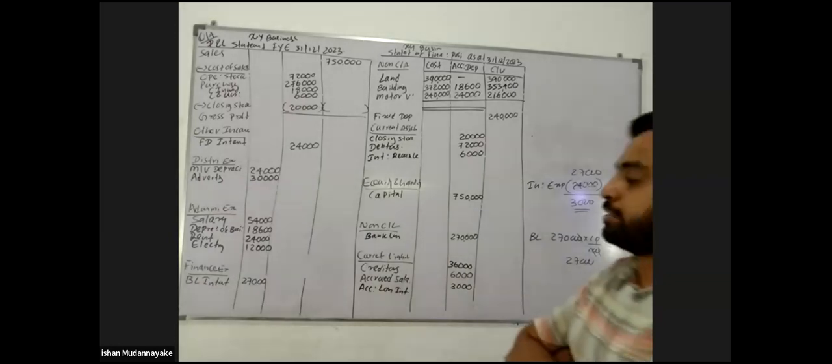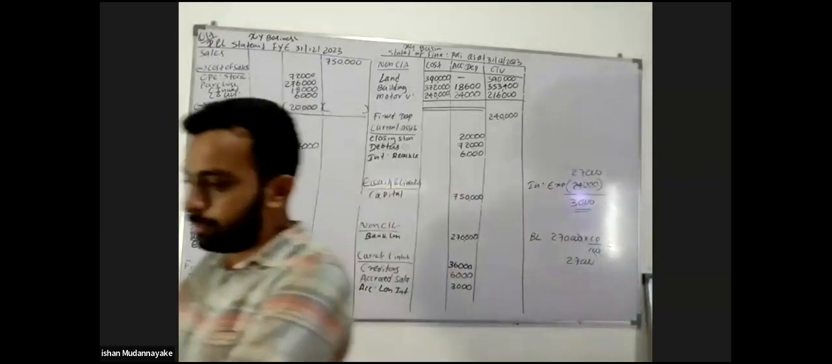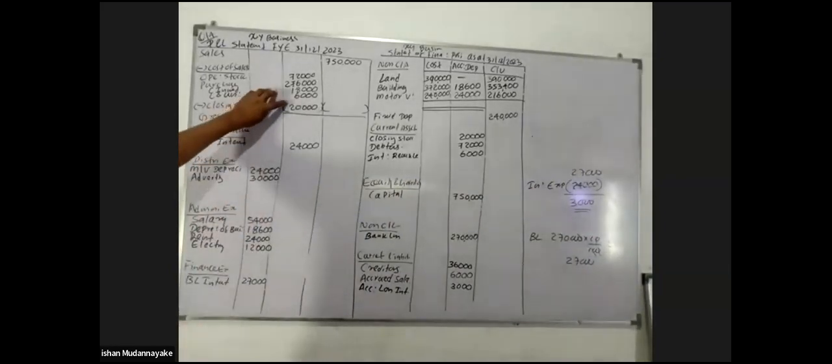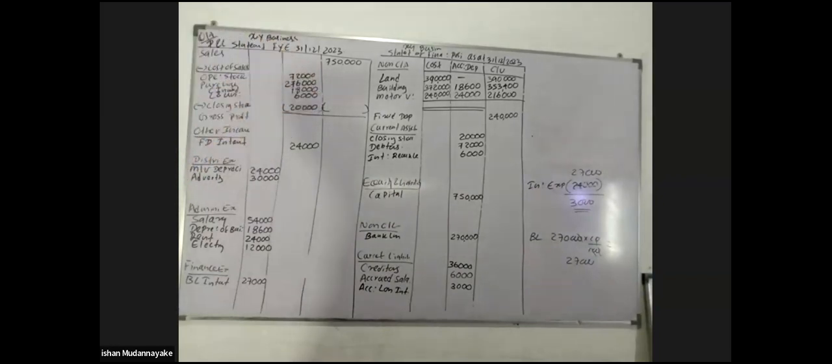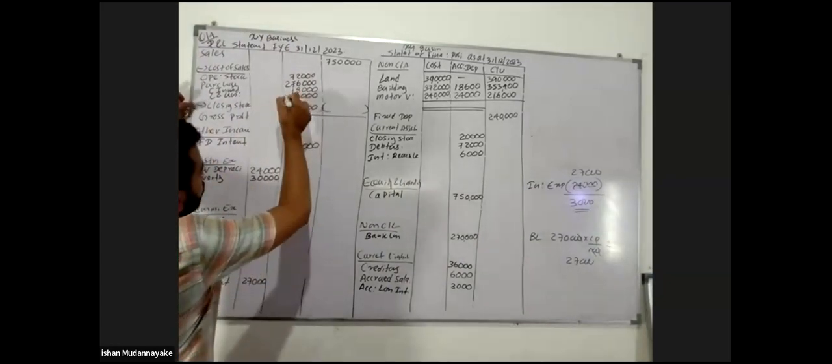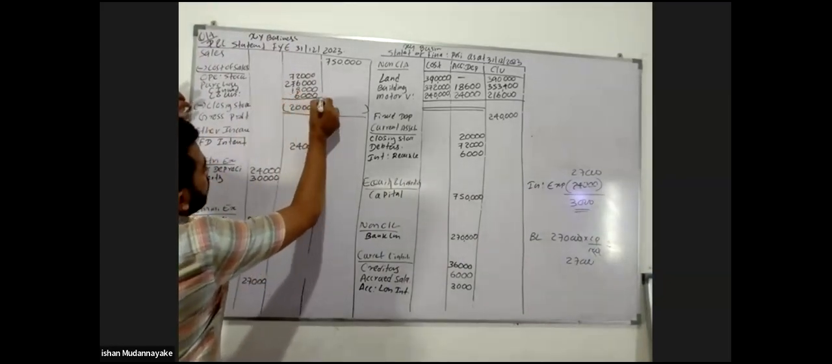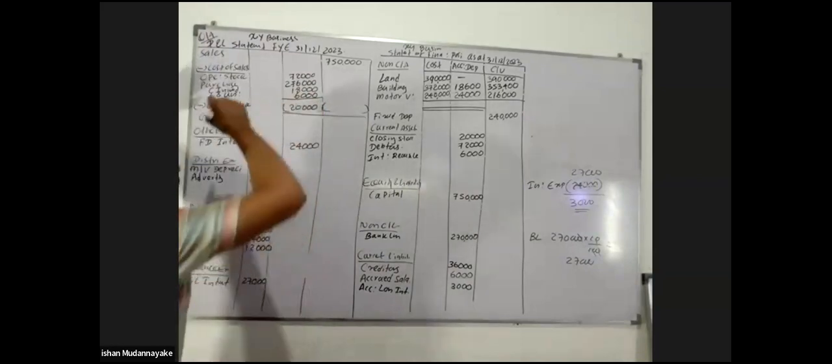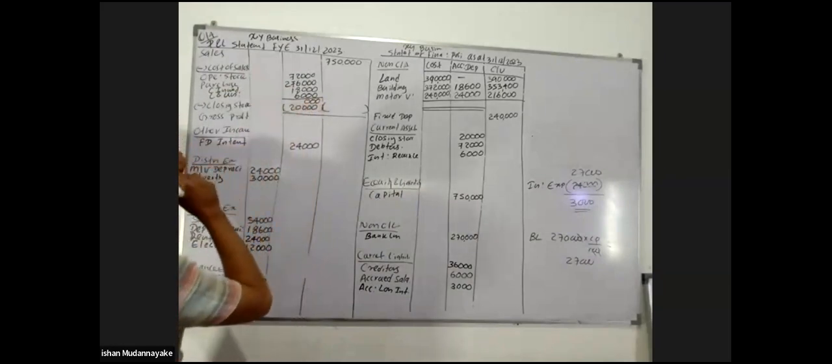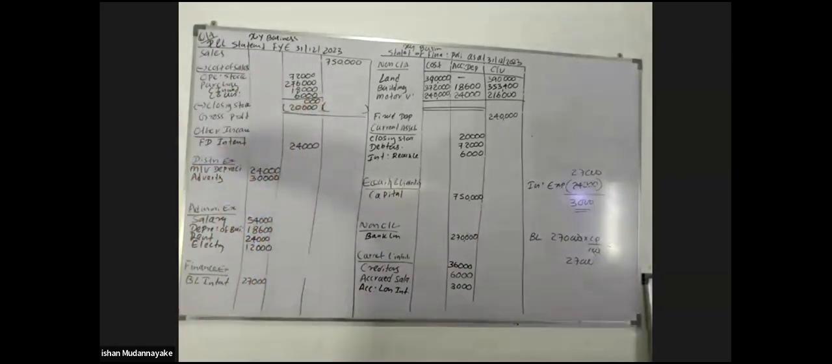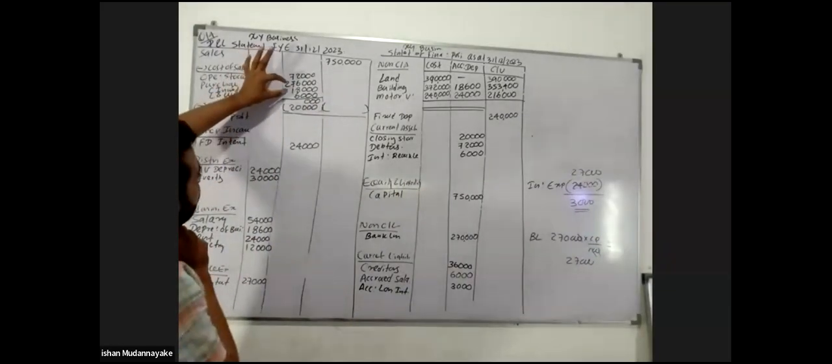Right, now you can balance. Now you can balance a question. Then here, cost of goods sold. How much is the cost of goods sold?